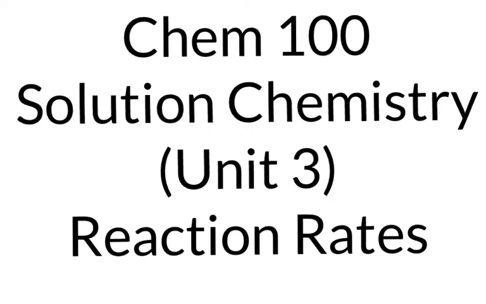As mentioned previously, just because we can write a balanced chemical reaction does not mean that we have an understanding of whether that reaction actually occurs, nor how fast it goes. So in this section, we're going to talk a little bit about how we can affect how fast a reaction occurs, what we call the reaction rate.